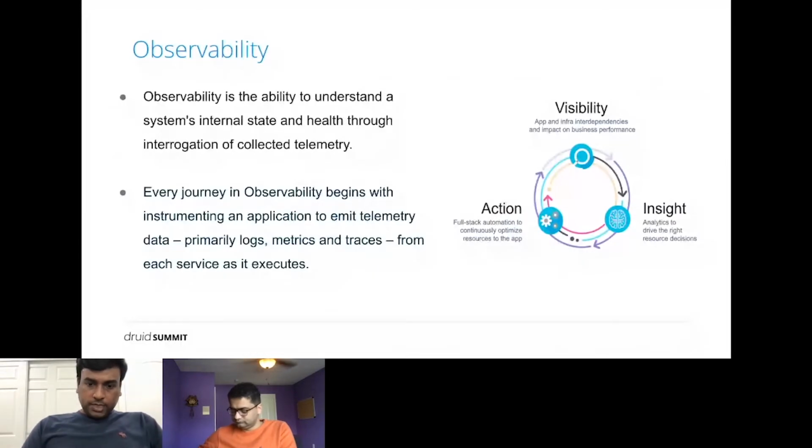In general, observability is a very generic term. It started with control theory, and I'm not going to give you a mathematical or control theory definition here. But in general, observability gives us an ability to understand the internal state of the system and also observe the health of the system through the telemetry data we collect. The journey of observability begins with collecting telemetry data, and primarily metrics, logs, and traces are the telemetry data you would collect for the service or software you're monitoring.